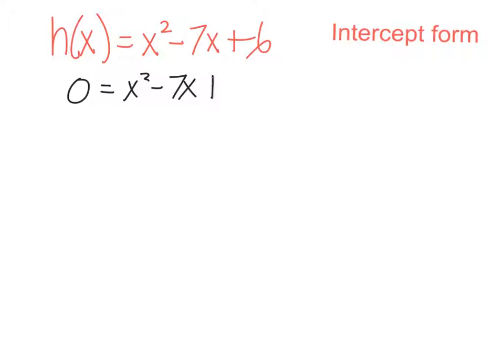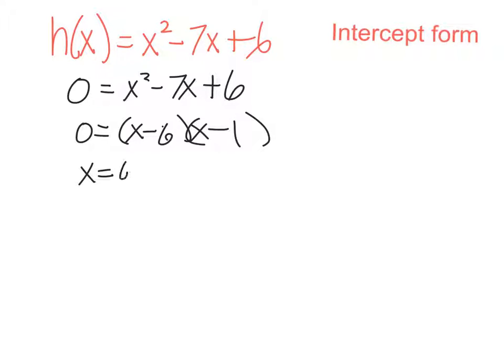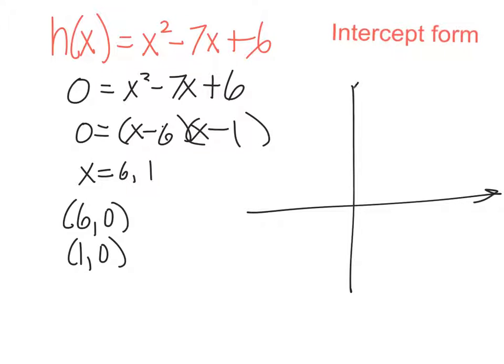Is it in descending order? Yes. Is there a GCF? No. Can I factor into binomials? Yes. So it would be x minus 6 and x minus 1. My intercepts would be 6 and 1, so my intercepts would be 6, 0 and 1, 0. So 1, 2, 3, 4, 5, 6. So there's our intercepts.